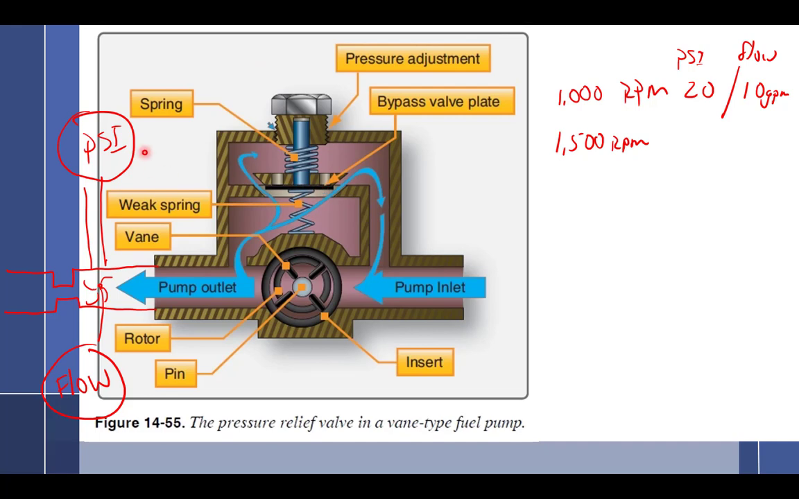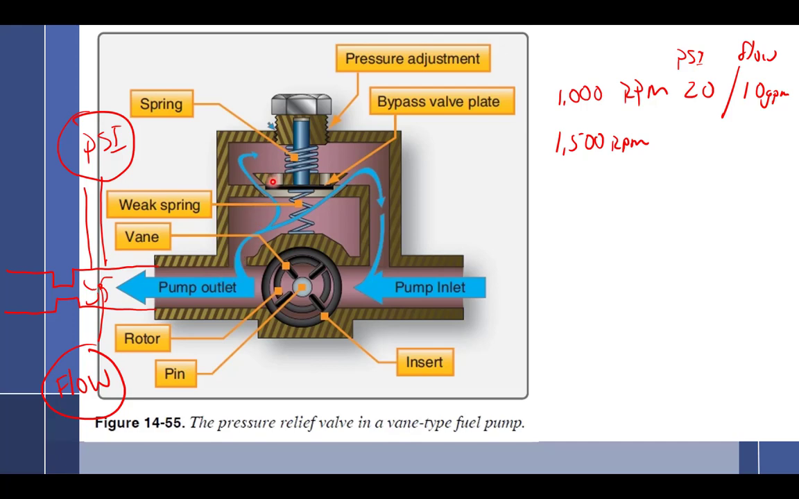So how many PSI would I see? 20. Why am I going to see 20? Because I set it for 20. That's what this is all about over here. But didn't I also say, or we agreed, that there's more volume in this area right here? What happened to that extra volume?